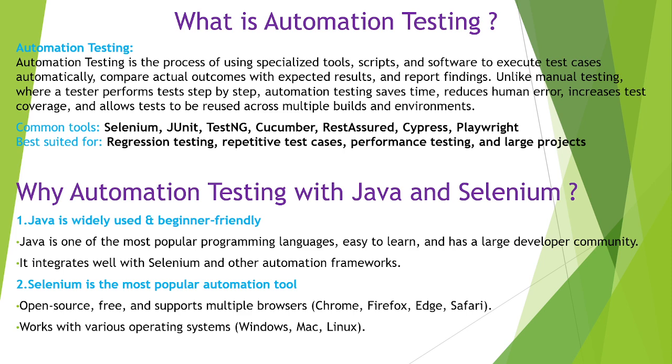Automation testing is the process of using specialized tools, scripts and software to execute test cases automatically, compare actual outcomes with expected results and report findings. Unlike manual testing, where a tester performs steps step by step, automation testing saves time, reduces human error, increases test coverage, and allows tests to be reused across multiple builds and environments.